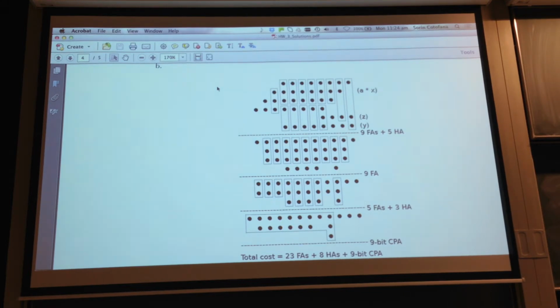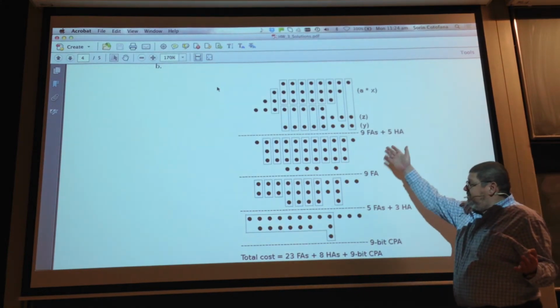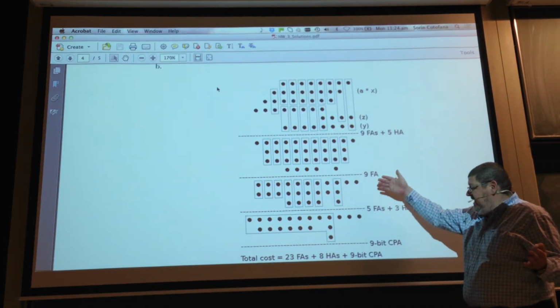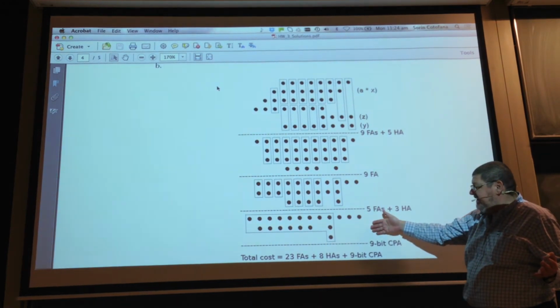I draw the partial product structure, then the first 4 rows are a times x, then I have z and I have y. You see, some operands are 4 bits, other operands are 8 bits, and now, because this is Wallace, whatever I see, like 3 dots, I'll cover them with full adders. And I have 1, 2, 3 steps of compression, and in here I have a carry propagate adder.